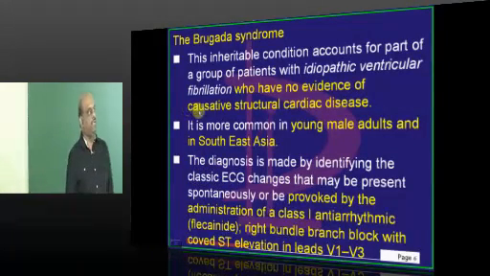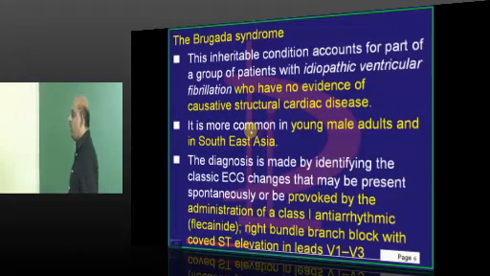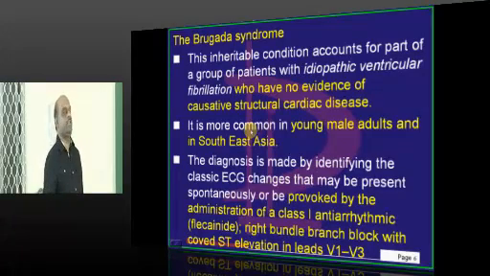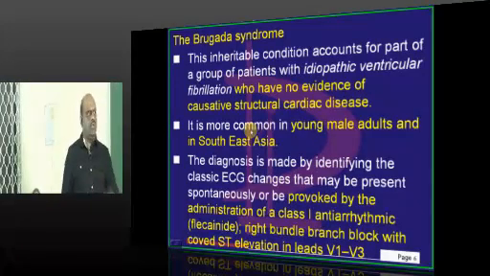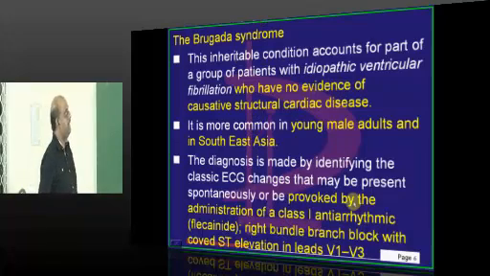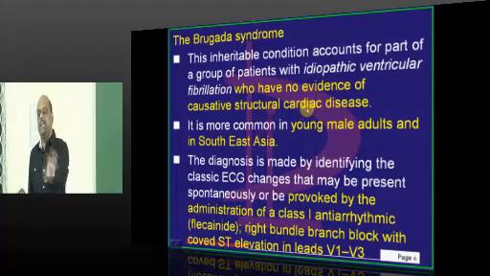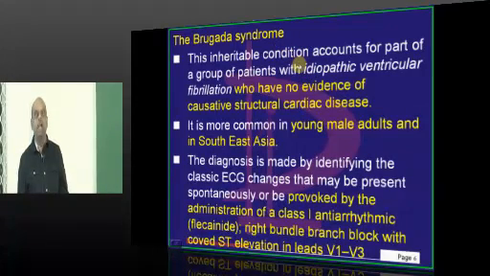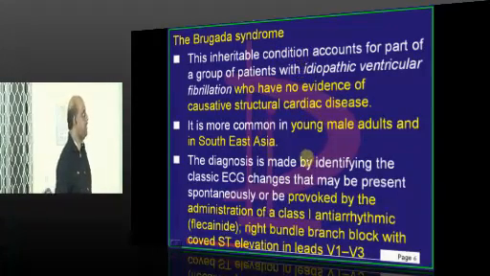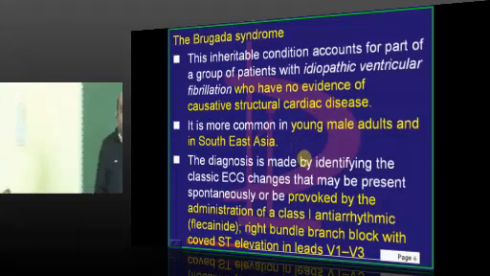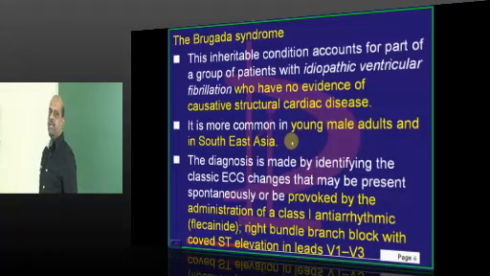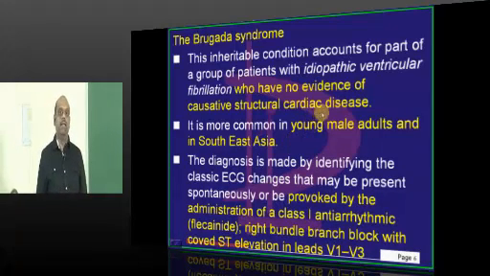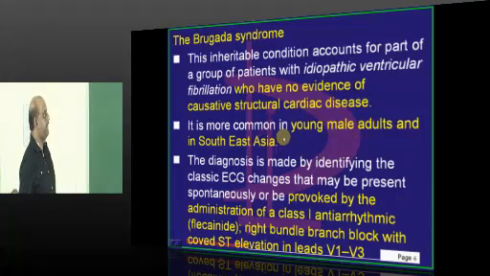Now, in this context, you need to know what is meant by Brugada syndrome. 2 to 3 points you need to know. There is no structural cardiac disease, doctor. A patient presents with idiopathic VF. In such people, you should think of the possibility of Brugada syndrome. We belong to India, a Southeast Asian country, SAARC. So Indian young male adults are at high risk of Brugada.